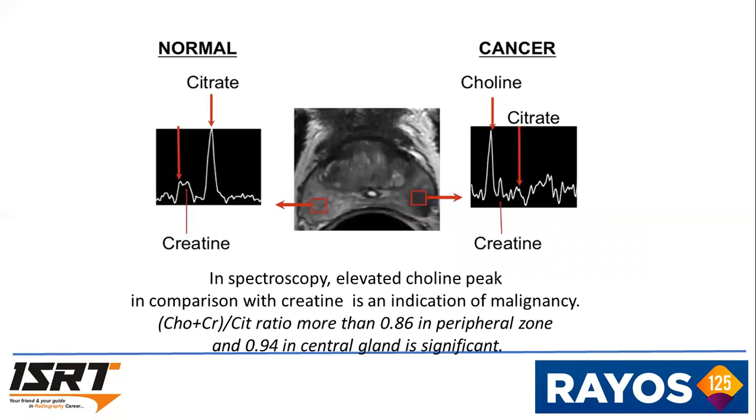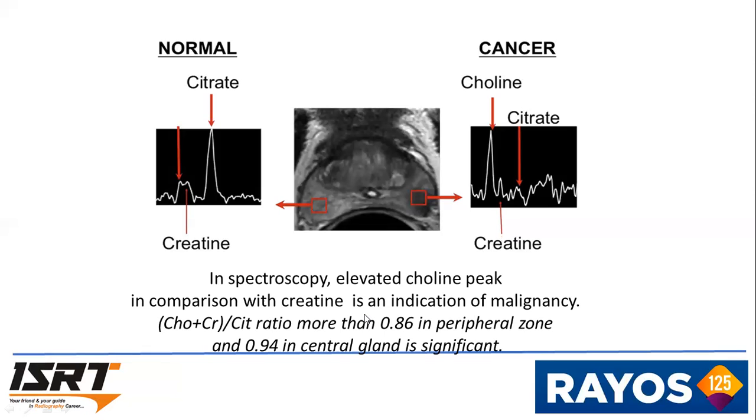In spectroscopy, we have to look for three important metabolites, that is citrate, creatine, and choline. Elevated choline peak in comparison with the creatine is an indication of malignancy. Here we can see a spectrum from a normal region. Here no choline peak is there, citrate is elevated. In this case, this is a spectrum from an abnormal area, that is from a cancerous lesion. Here a choline peak is elevated, and citrate and creatine peak is less.